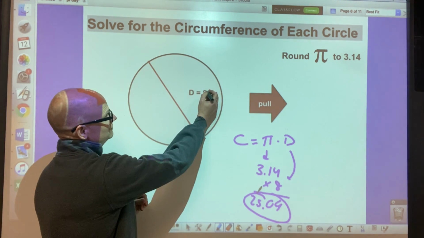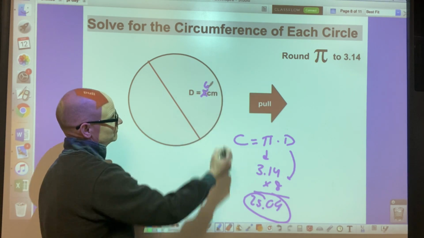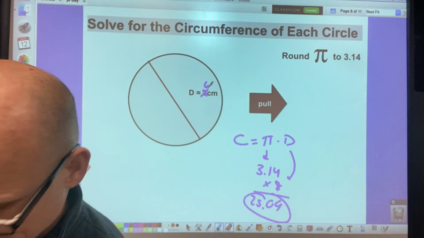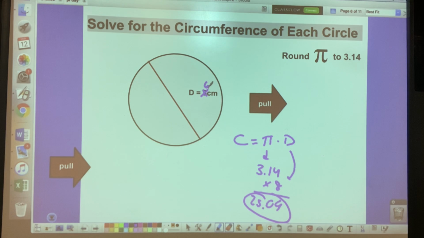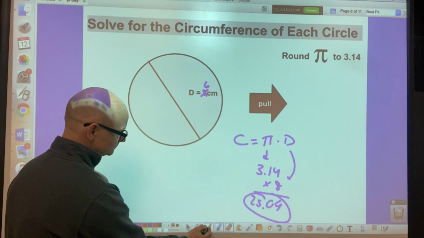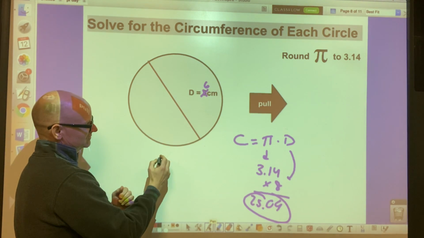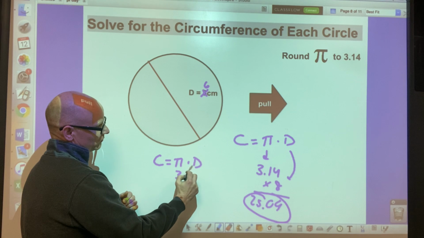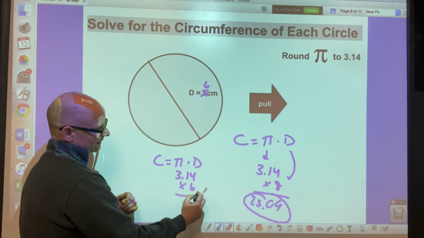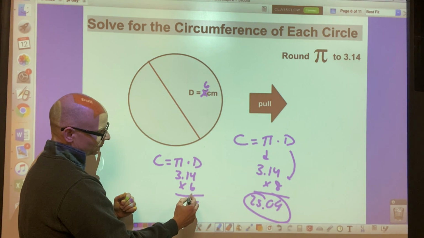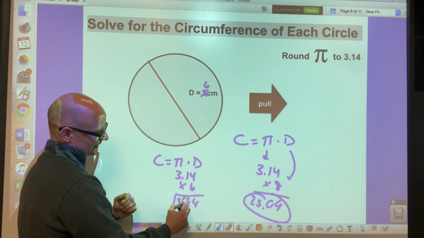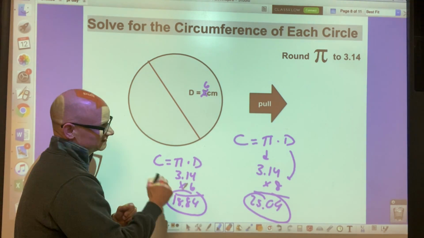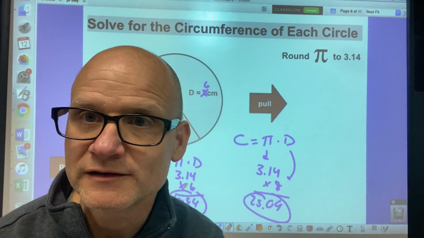I'm just going to change the diameter to 6 centimeters. Press pause and solve. All right, so if the diameter was 6 centimeters, you would say circumference is pi times diameter, or 3.14 times 6, and I got 18.84. Did you get that? If you did, you're starting to get it.